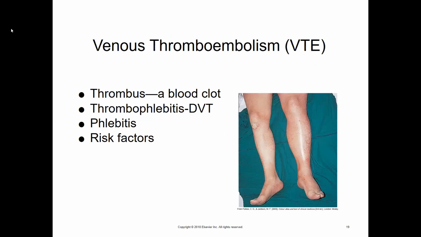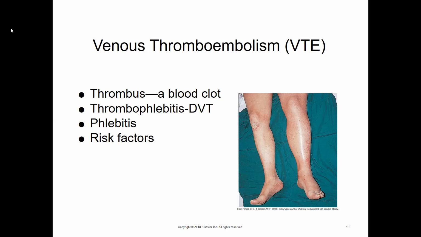So let's talk about venous thromboembolisms first. And this term includes a thrombosis and an embolus. So a thrombus is a blood clot. Usually blood clots result from venous stasis that might be sitting too long. It could be from an injury. It could be the result of a disorder, hypercoagulability. But anyway, a thrombus is a blood clot that forms in a vein.